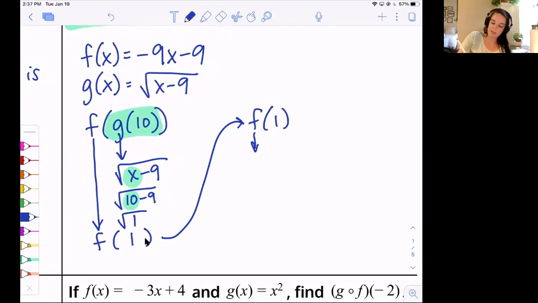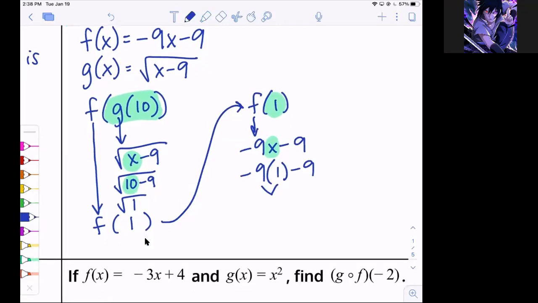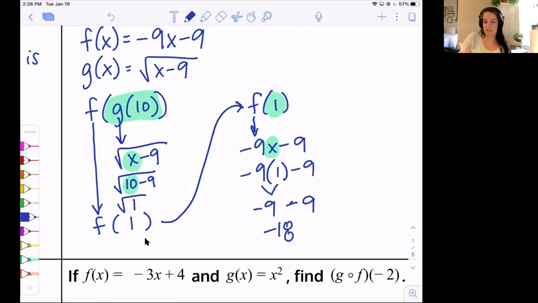I know my f function is -9x minus 9. So I'm taking my 1, plugging it in where x is. I have -9 times 1 minus 9. -9 times 1? What do we got? -9. Yes, -9. We're subtracting 9. What do we get? -18. Yes, -18. Thanks, Roxana. Thanks, Nayeli. I think I saw Zephyr come off again. Awesome.